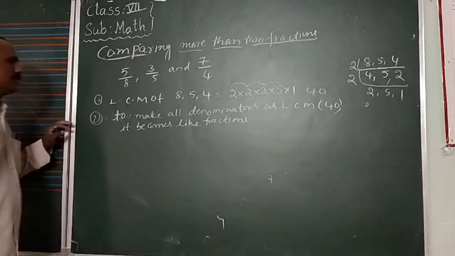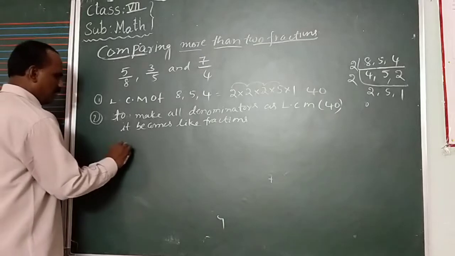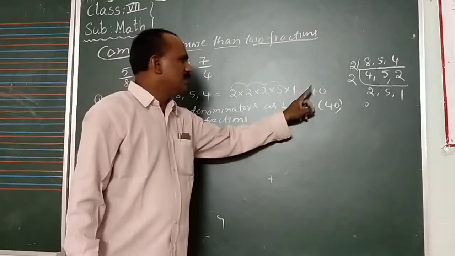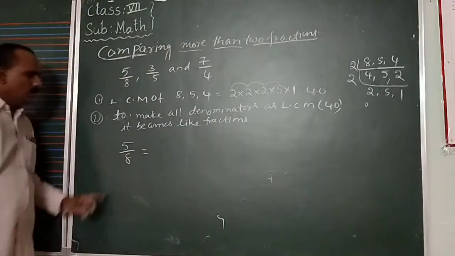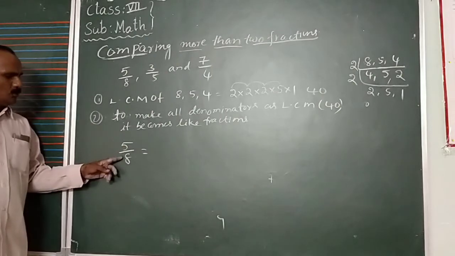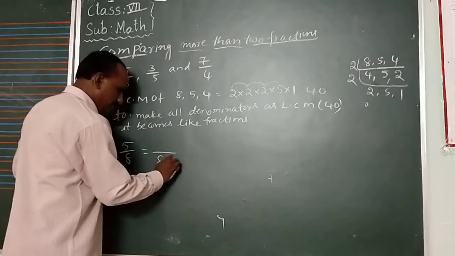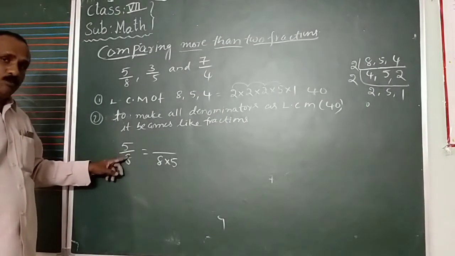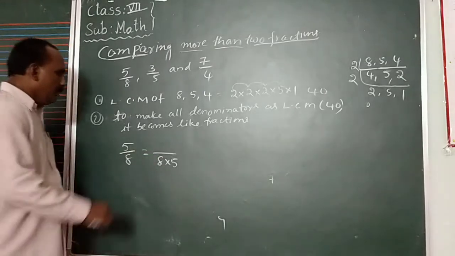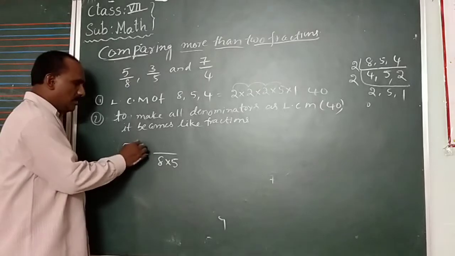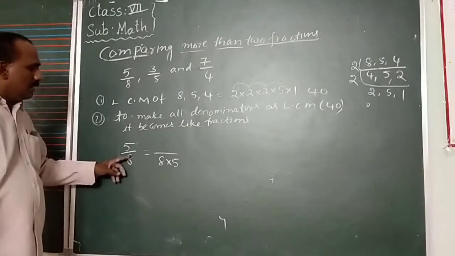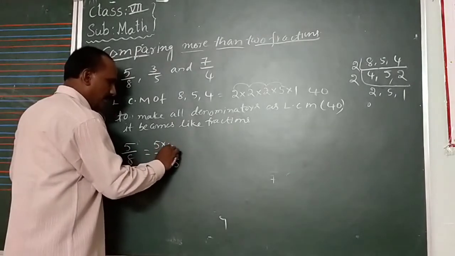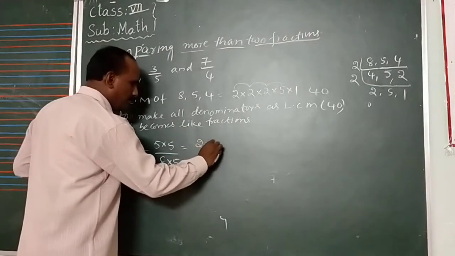Now look here. First of all, the first fraction. What is the first fraction? 5 by 8. So what is the denominator? 8. To make the denominator the LCM, which is 40, what number should be multiplied with 8 to get 40? That 8 should be multiplied with 5 only to get 40, to make it an equivalent fraction. Once we multiply the 8 with 5, the numerator 5 should also be multiplied with 5. 5 5s are 25 by 40.